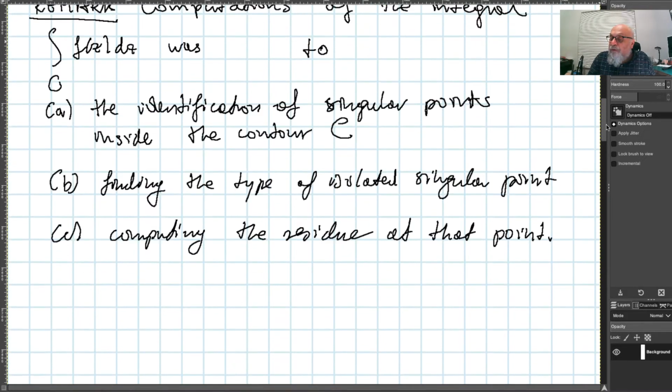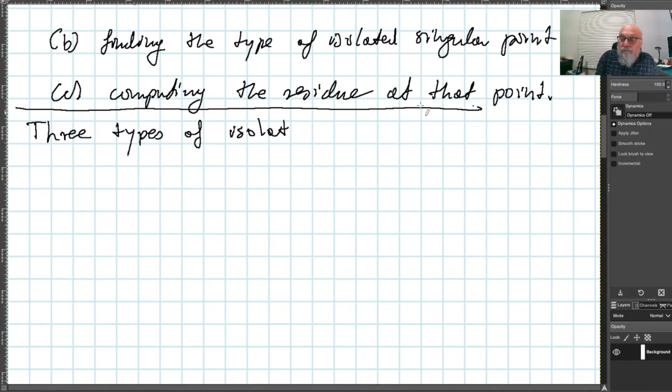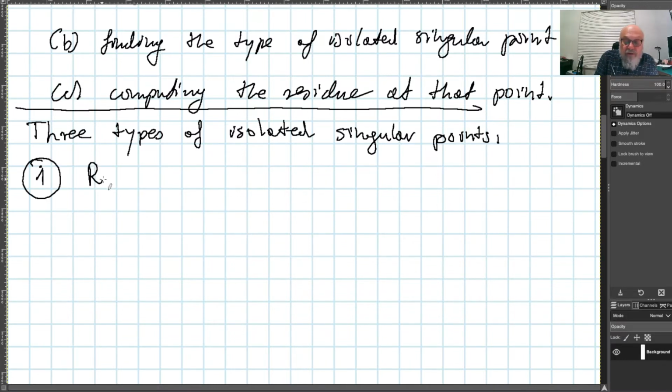So let's start. We have three types of isolated singular points. Maybe I should put my glove, because it's better to write with the glove, so you don't touch the screen with the hand. Three types. So let's start with type 1. This is the first type, and this one is removable singularity.